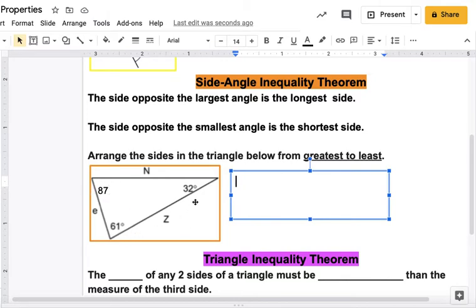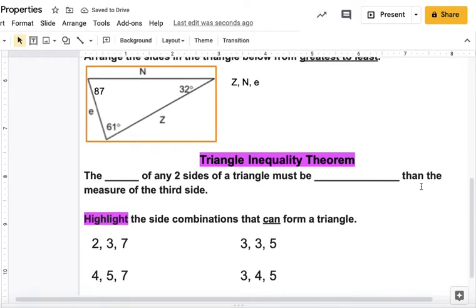That means our longest side is Z. And this is a capital Z. It needs to be capital. Capitalization matters. Our next side, our medium side, would be across from our medium angle. Well, between 61 and 32, 61 is larger, so this is our medium angle. It's across from side capital N. Finally, our smallest angle is across from our shortest side, and that would be lowercase e. Capitalization matters. If these are not capitalized correctly, I'm not going to give you credit for it.